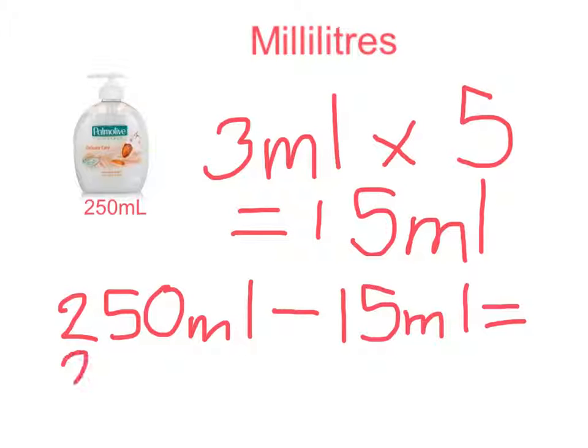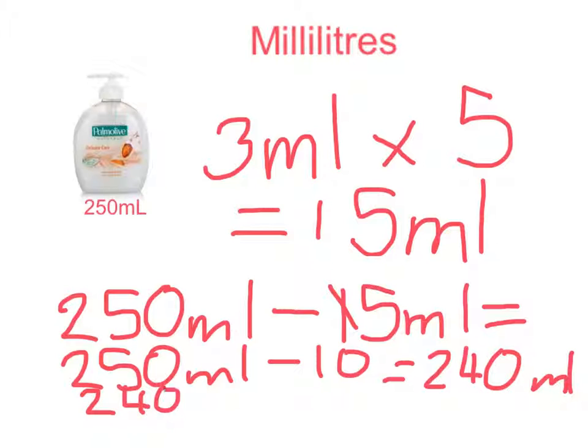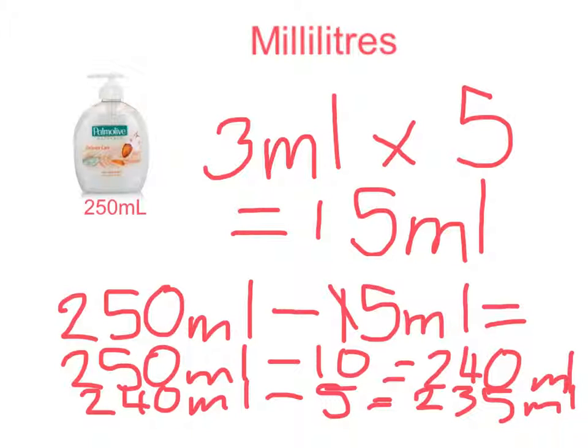So 250 mils minus 10 equals 240 milliliters, and then I can cross that out, and I've only got 5 mils to go, so then I can start with 240 milliliters minus 5 equals 235 milliliters. So I have 235 milliliters of hand soap left in my container once my family of 5 go and wash their hands for dinner.